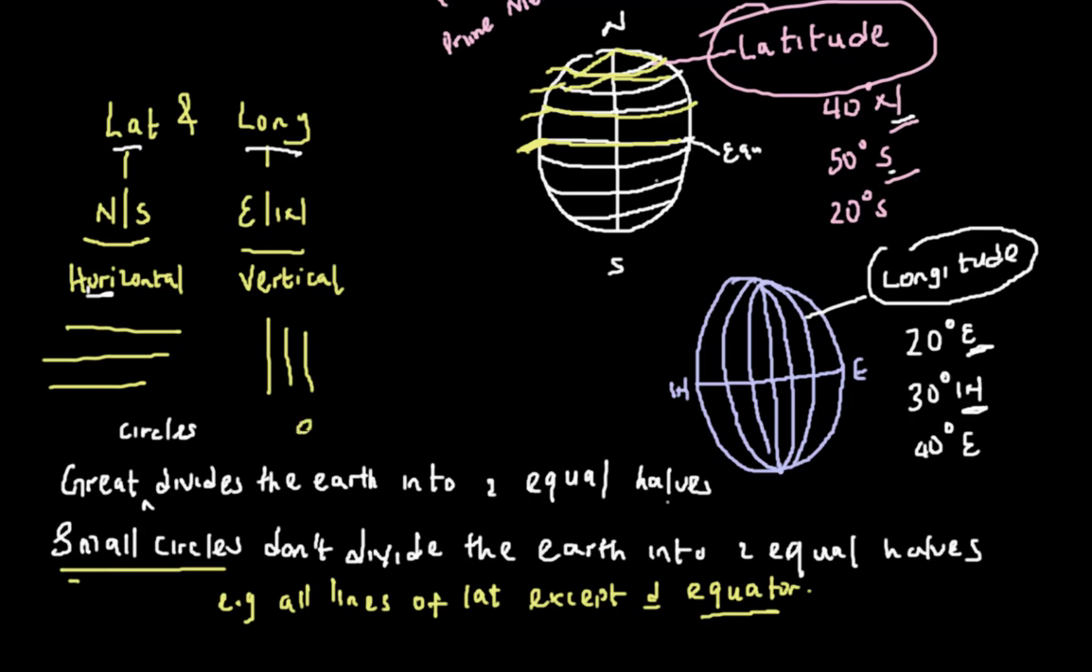Then for great circle, all lines of longitude and the equator are all great circle. All lines of longitude, all these lines are great circle. And it kind of makes sense because no matter the longitude, the radius is equal. So just have this at the back of your mind. All lines of latitude except the equator is a small circle. Then all lines of longitude and the equator is a great circle. I hope you understand.